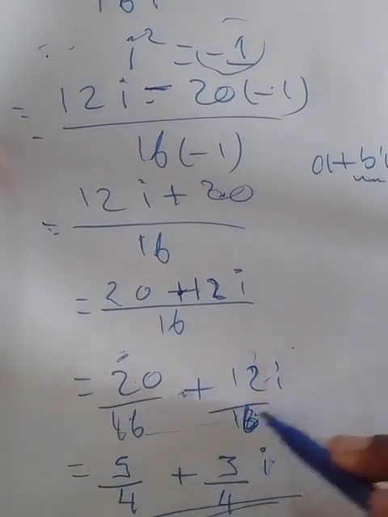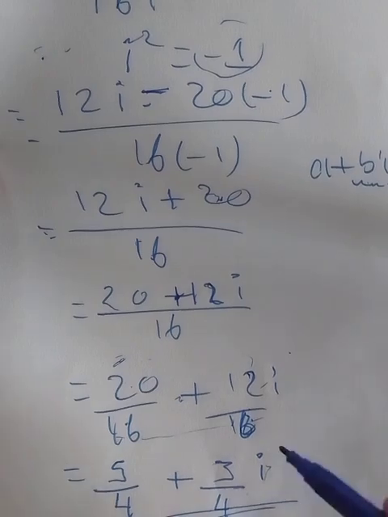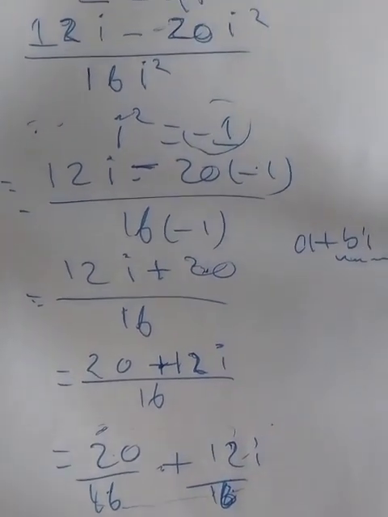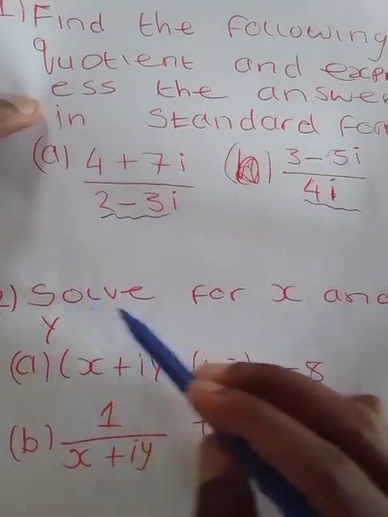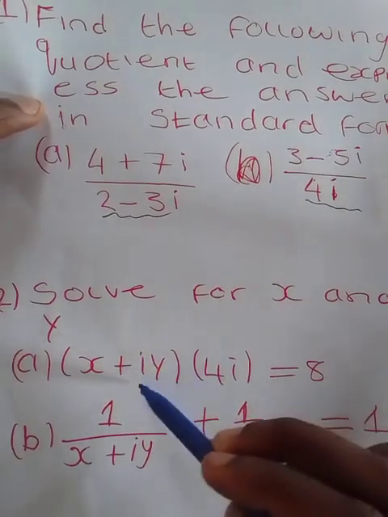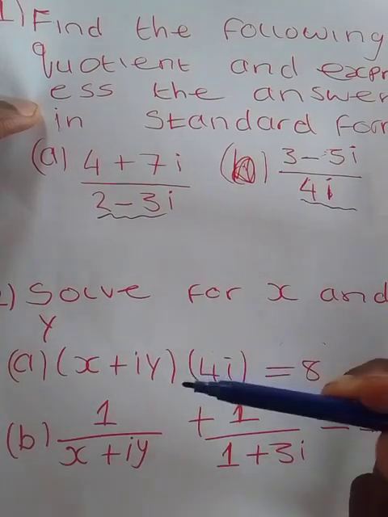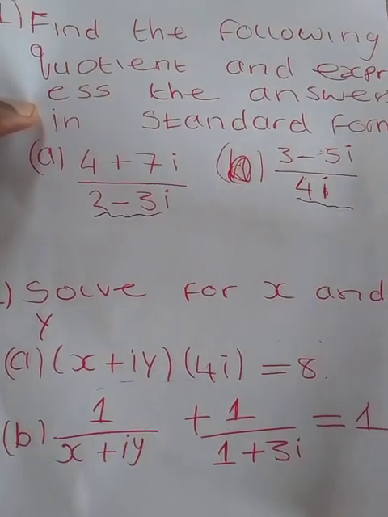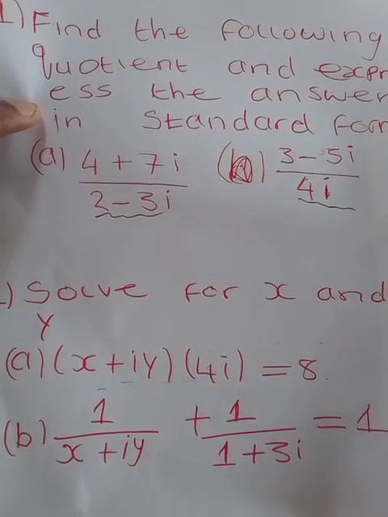So we have solved the second question, which is B. Now let's solve question 2. Okay, so they're saying solve for x and y. We have 2 questions. So we have this being equated to this. Okay, if you want, you can pause the video and try to solve, then you compare the answers. Okay, let me solve them since you don't want to pause the video and try them out.